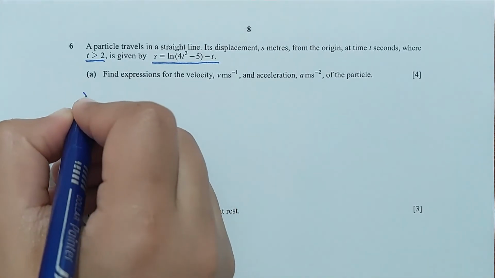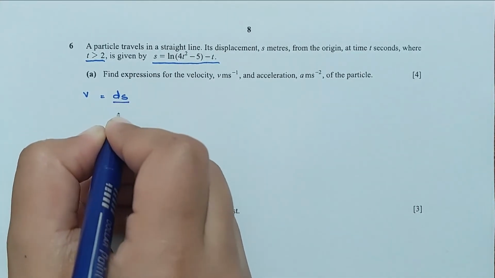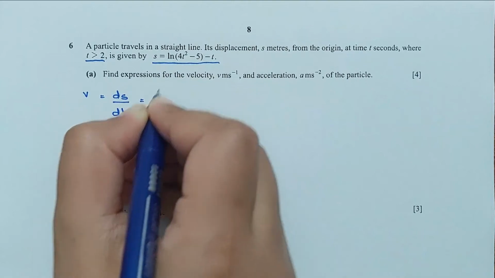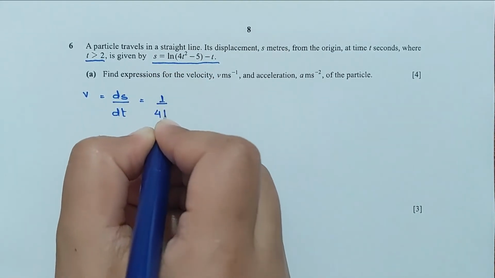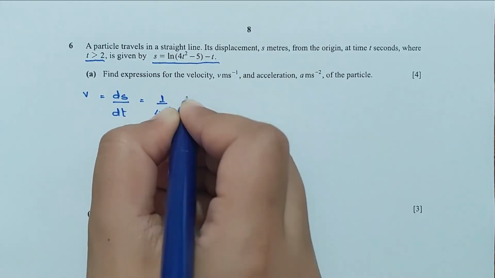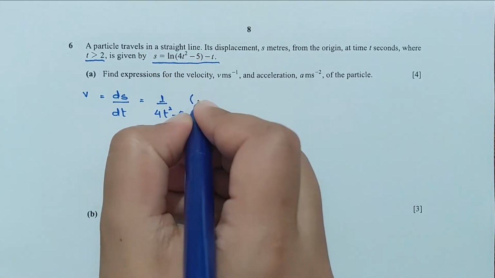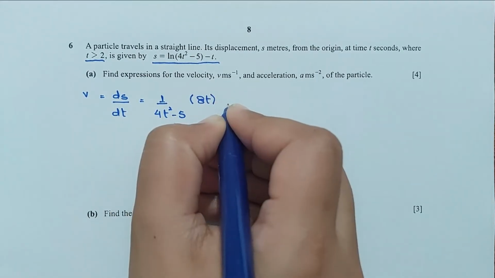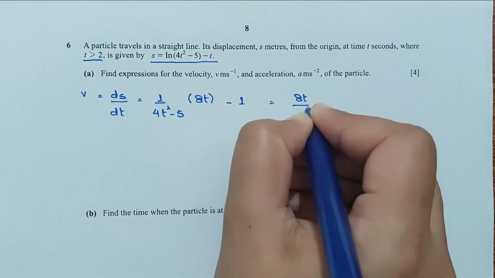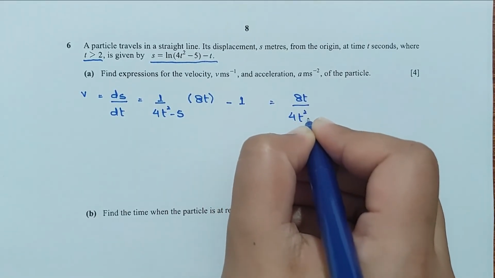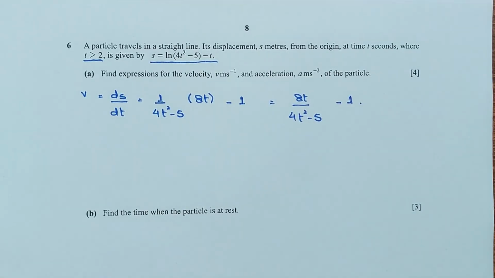So first we have to find out the velocity. Velocity is the derivative of displacement with respect to time. So the derivative of ln of x is 1 over 4t square minus 5, and for this 4 into 2t, so 2 times 4 would be 8t, and the derivative of minus t is just minus 1. So this is 8t over 4t square minus 5 and minus 1. This is the velocity, right?